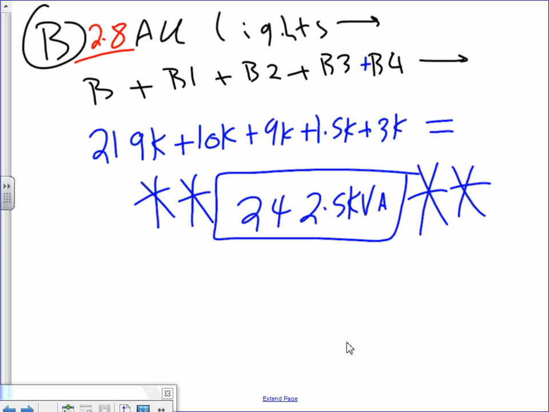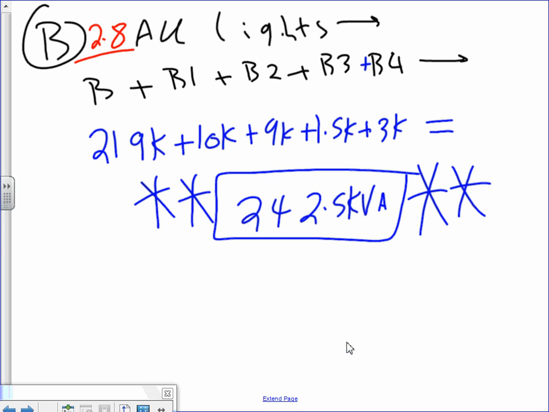219, 10, 9, 1.5, plus 3K. Did I make a mistake? Okay, 242. It's within 1K, guys, it wouldn't make a difference. Plus or minus 1K wouldn't make a difference in the power industry. For the test, just carry one decimal. So if your load is 9.35, make it 9.4. If your load is 9.34, make it 9.3.